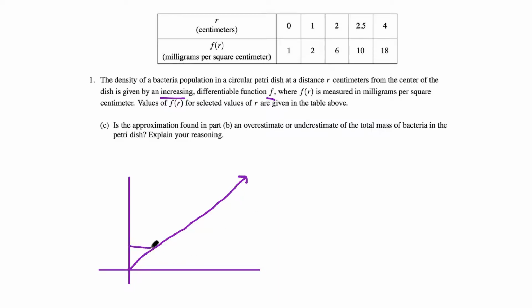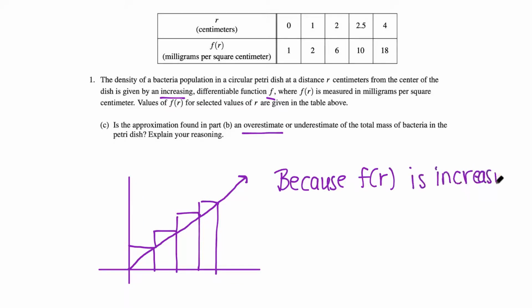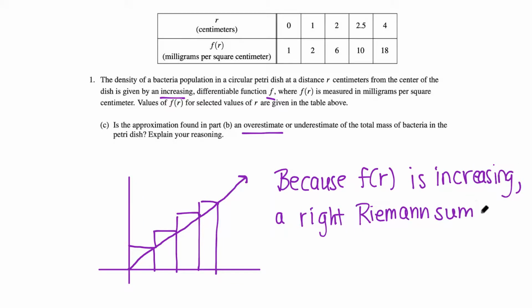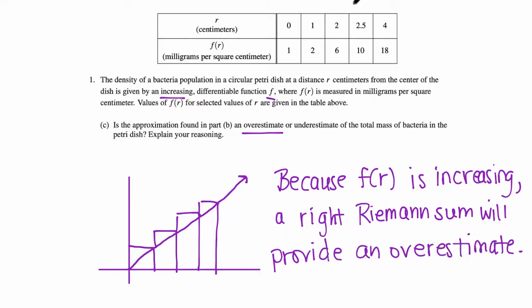And then whenever you use a right Riemann sum, notice that whenever I draw my rectangles, the rectangles are always sticking slightly above the curve. So the rule is whenever you have an increasing function and it's differentiable and continuous, then a right Riemann sum is an overestimate. Because f of r is increasing, a right Riemann sum will provide an overestimate. And since this is a pretty straightforward question, this would earn only 1 point.